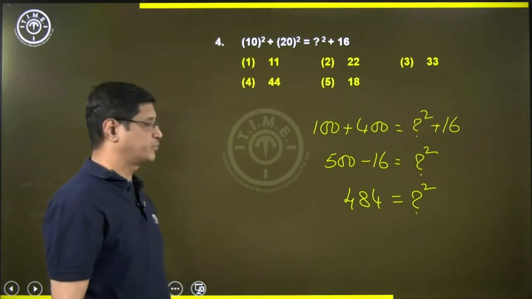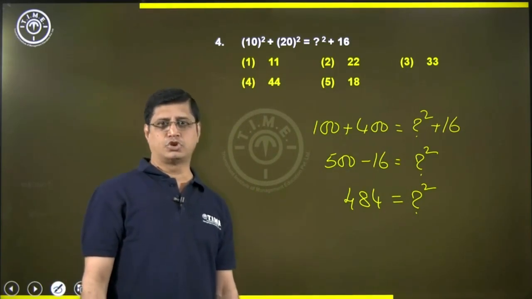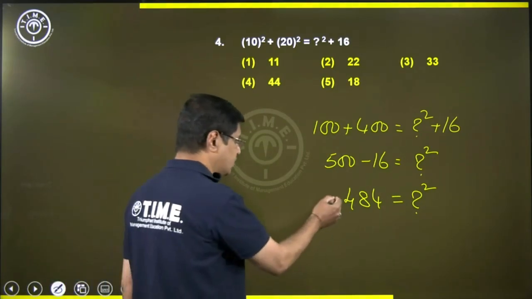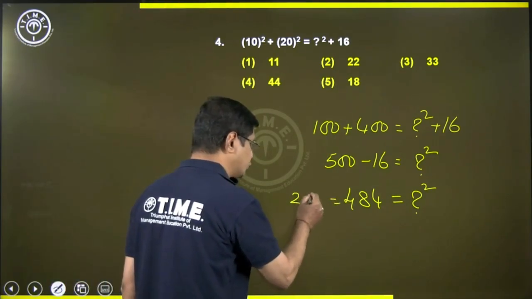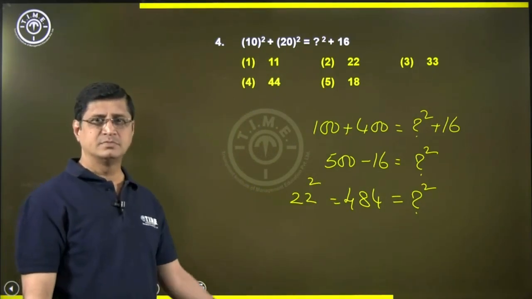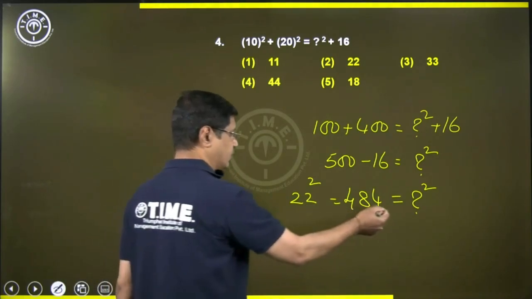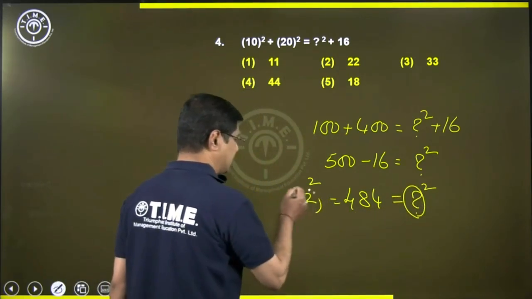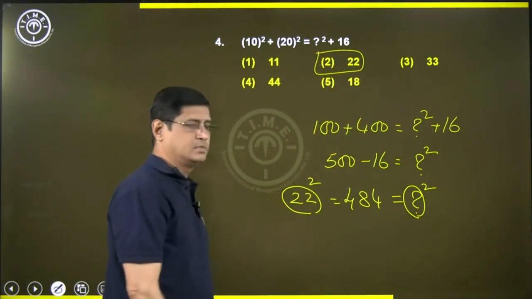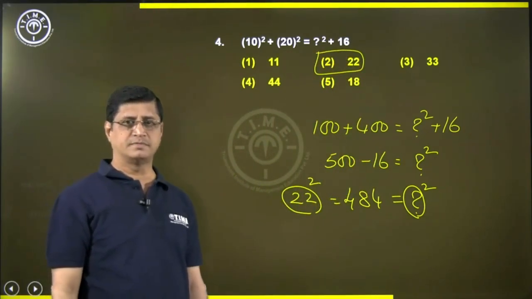Now the value of question mark. Question mark is equal to the square root of 484. Here 484 is equal to 22 square. When the powers are the same, we can equate the bases. So the question mark is equal to 22. Option 2 is the answer for this question.